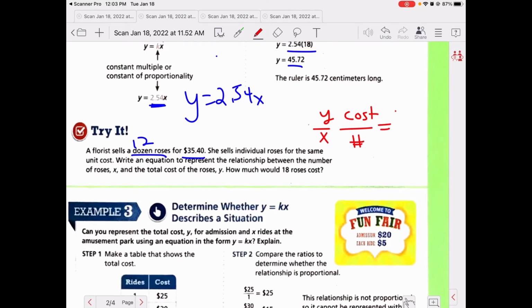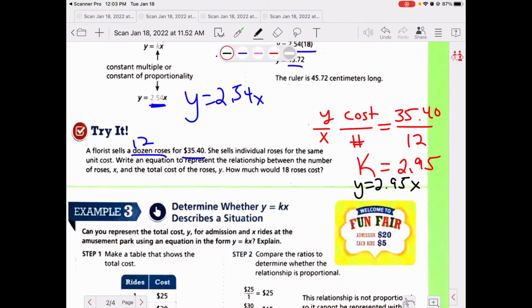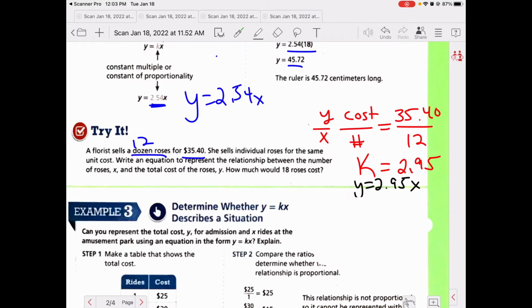So the cost in this case is 35.40, and our number is 12. So if we do 35.4 divided by 12, this is going to be 2.95. So that is our constant of proportionality, or our k value. So our equation is going to be y equals 2.95x, okay? And I'm going to get rid of this little picture here so that I can have some more room. Okay, now that's our first question, write an equation to represent the relationship.